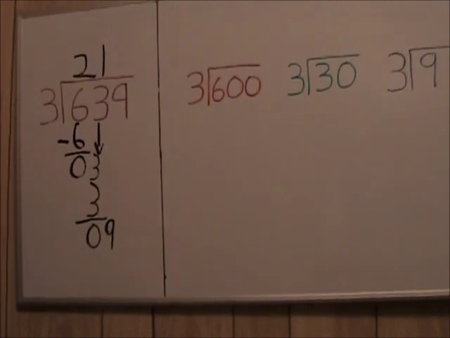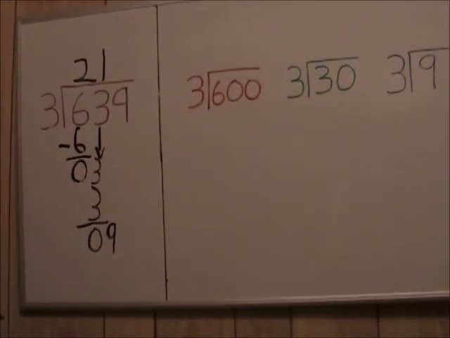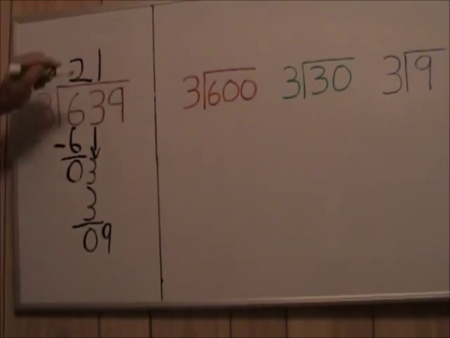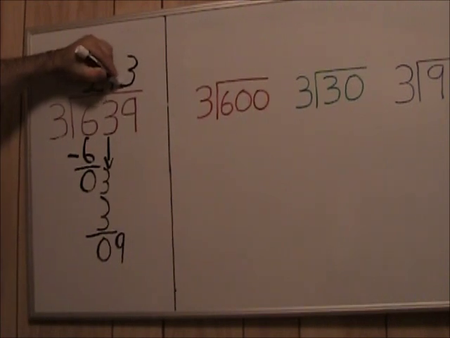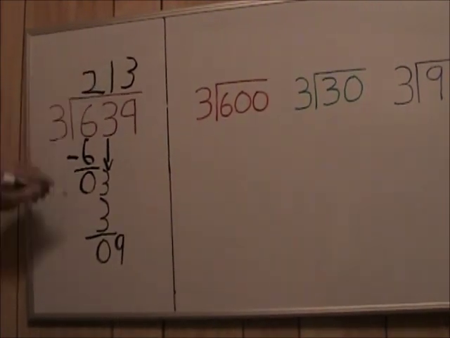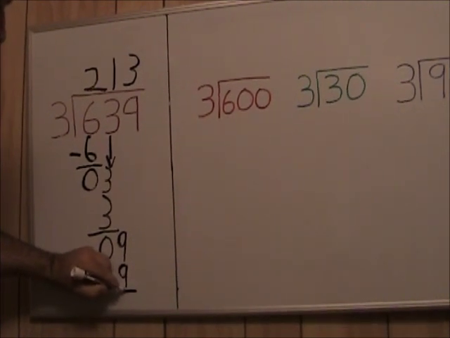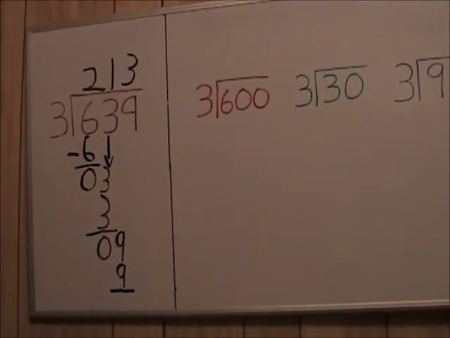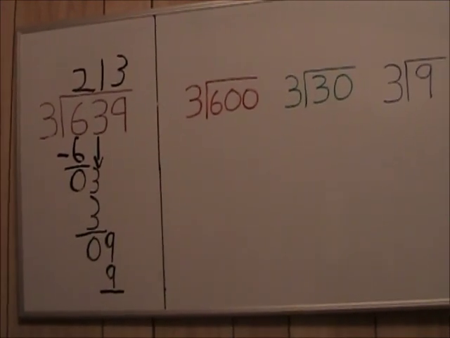And we're at Dad. Dad divides. We ask 3 times what equals 9? 3 times 3 equals 9. So we can put that here. 3 times 3 is 9. And we can subtract that out and get another 0. There's nothing left to bring down. So our answer is 213.